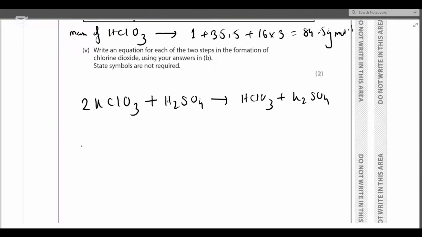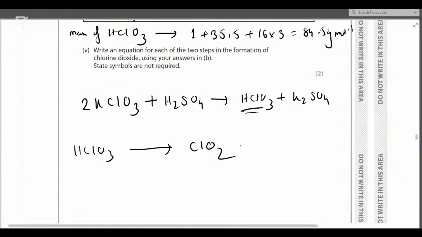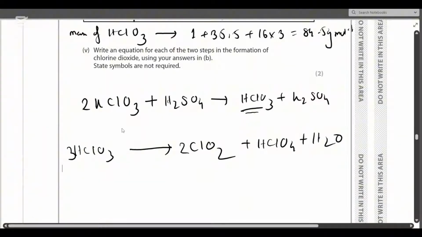In the second step, this product HClO3 undergoes a disproportionation reaction, causing the chlorine to get oxidized once and then reduced again, to HClO4 plus water. If you want to balance it, you can just give it 2 right here and 3 right there. These are the two equations for the formation of chlorine dioxide. Eventually, chlorine dioxide is produced as one of the products in the second reaction.